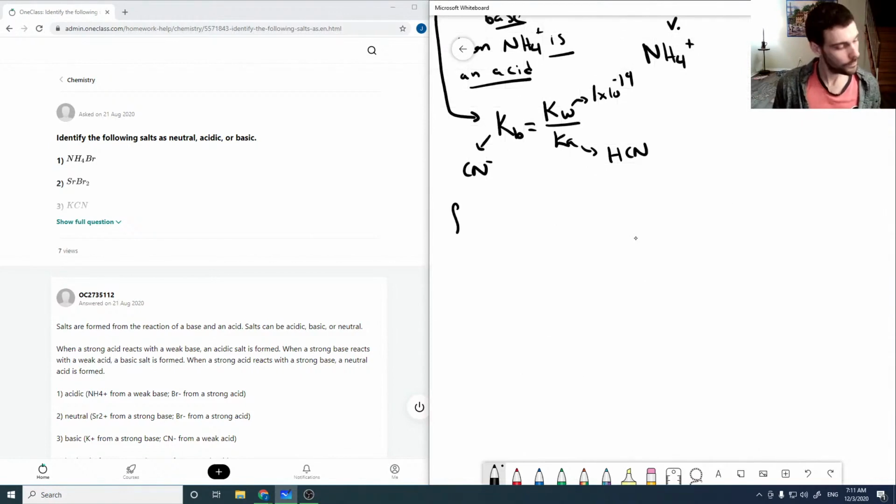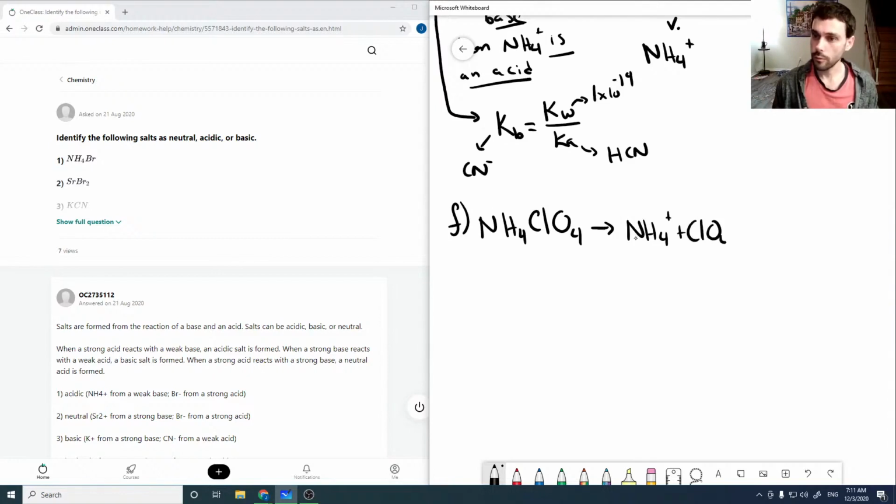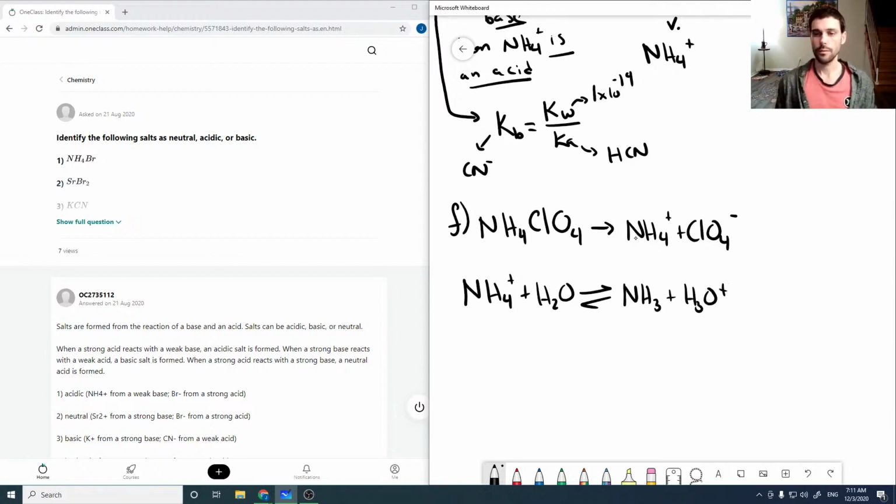Okay, now moving on. So the sixth one, which I'm labeling F, NH4ClO4, is going to completely dissociate into NH4 plus and ClO4 minus. So we've got NH4 plus plus H2O giving us NH3 plus H3O plus, and ClO4 minus plus H2O goes to HClO4 plus, sorry, not H2O, OH minus.